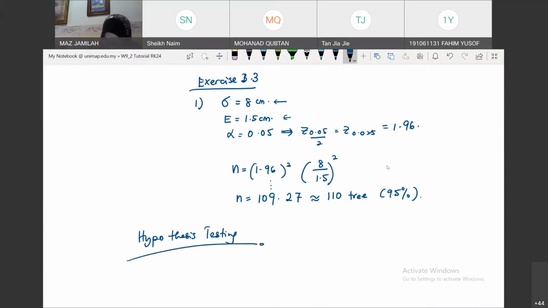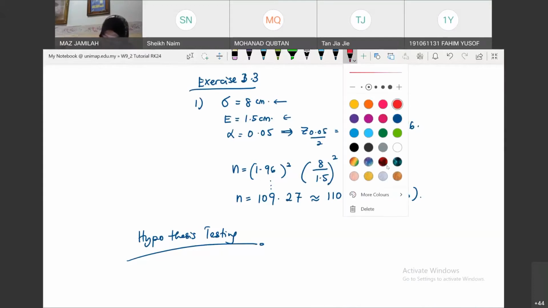Now, what is hypothesis testing? Again, class, we are talking about statistical inference. So this one is under statistical inference.